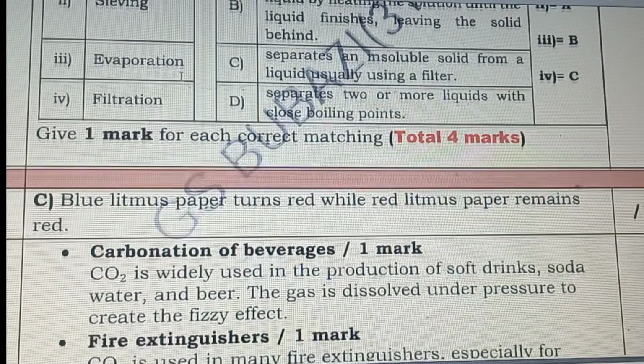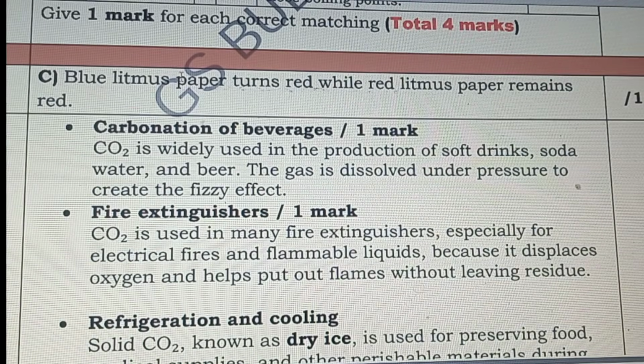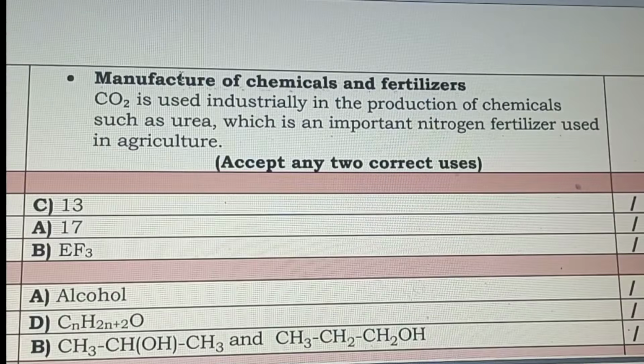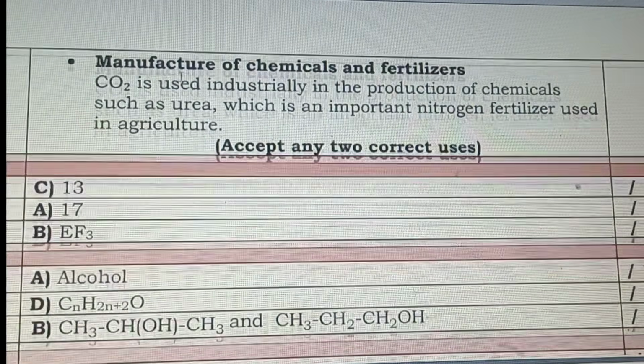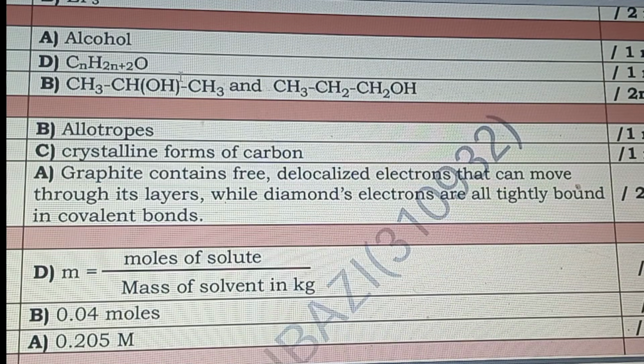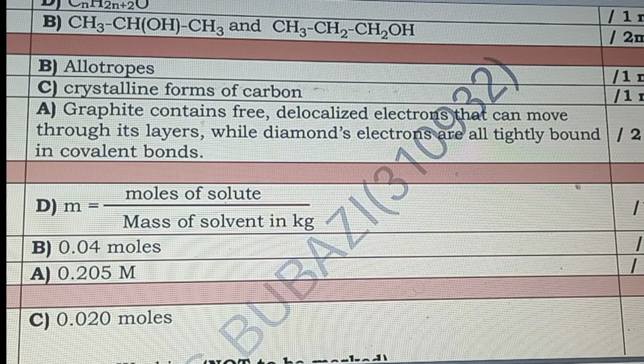with its marks. If you get any question, please type in comment. This one, question 7B, is 0.04 moles, which comes from the number of moles is equal to the concentration times volume.